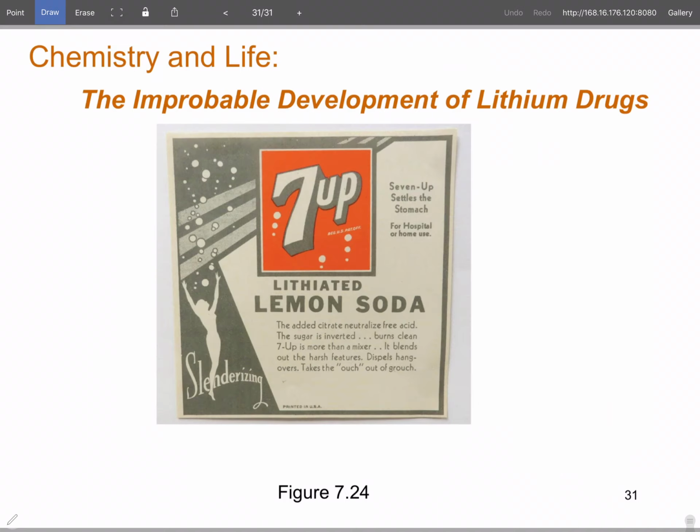Now, the last thing is one of these chemistry and life features. As I tell you, some of them are more interesting to different people than others. This one's actually pretty cool because it explains how 7-Up started. Coca-Cola was a different drug; it was the coca drug. This one was lithium. So they keep trying to medicate us with sodas. So be careful with what you eat. This is really an interesting one.